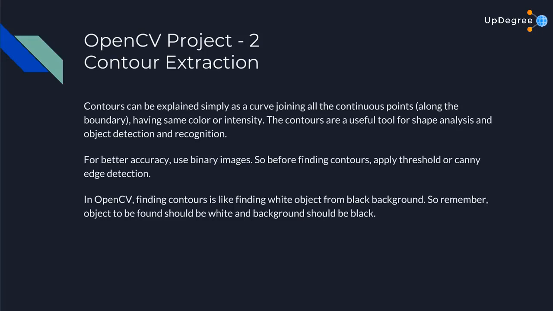So for better accuracy, before finding contours, we need to apply threshold or candidate detection. In our case, we are already applying threshold. In OpenCV, finding contours is like finding white objects in black backgrounds. So we have to remember that the object background should be black and foreground should be white. Like I said in the previous video, when we did thresholding, we applied black or 0 on the background and 1 or white for foreground.